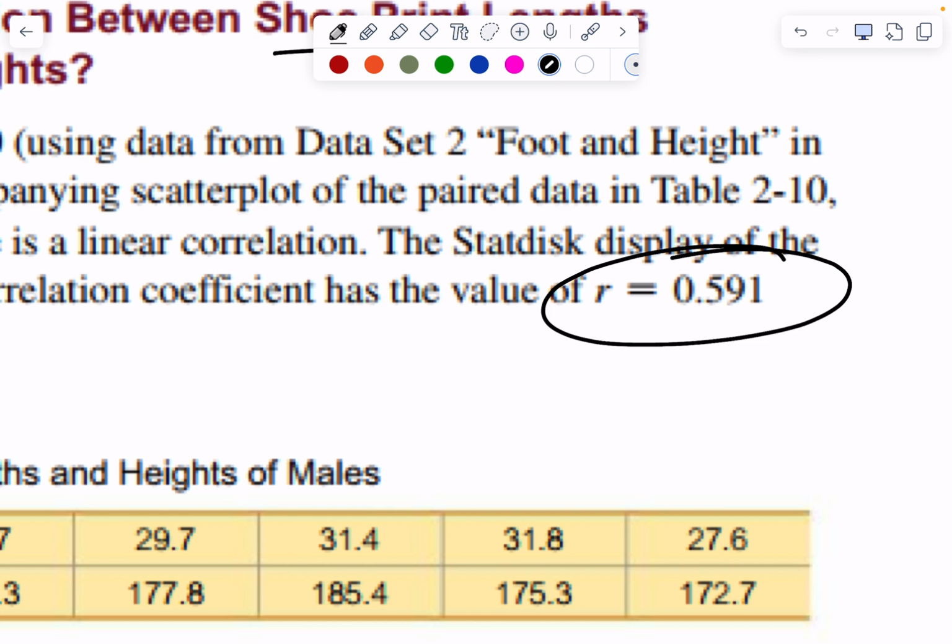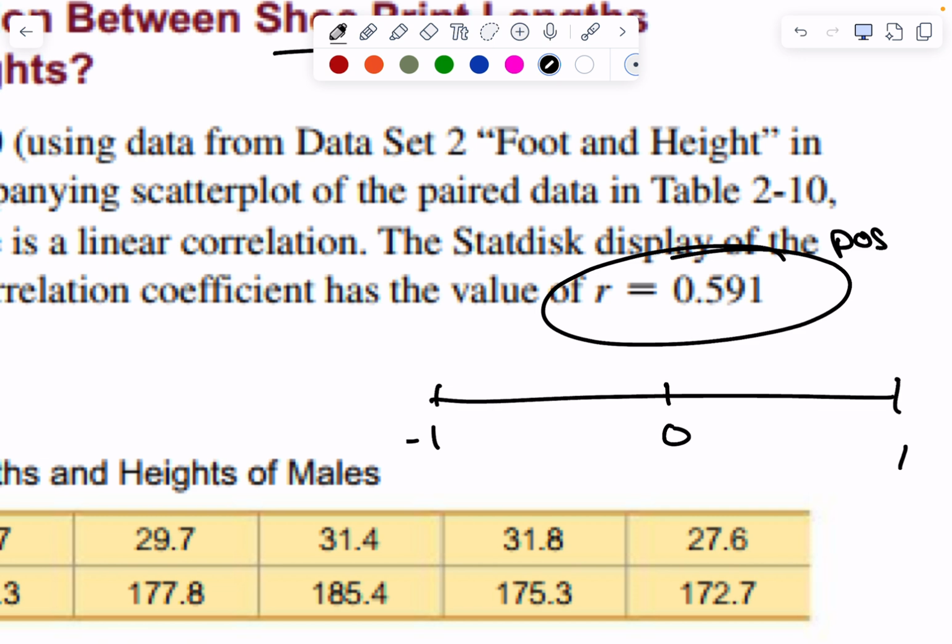0.591. Is that a linear relationship? It's all right. The scale goes from, again, -1 to 1. The closer it is to 0, the worse the relationship is. So this is positive, right? It is showing a positive relationship, but is it a strong positive or a weak positive? Middle. It's like midline, right?